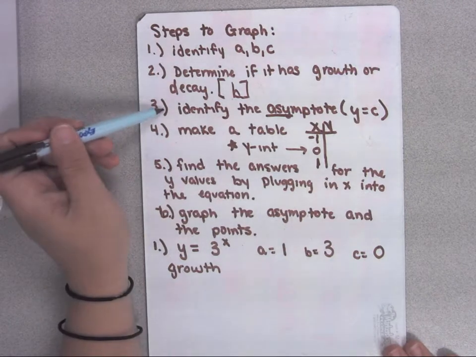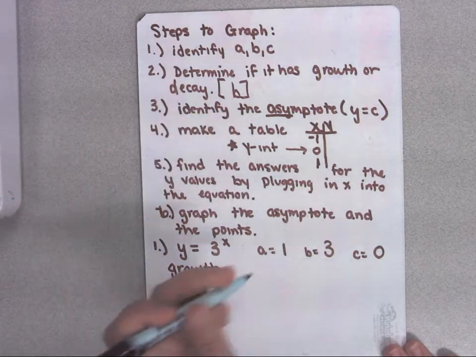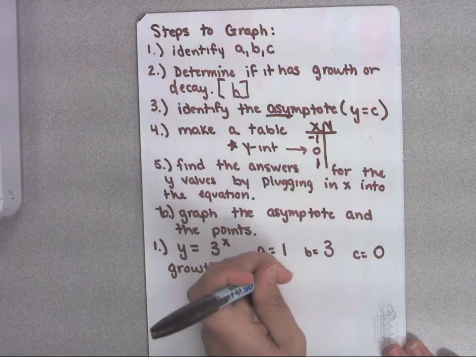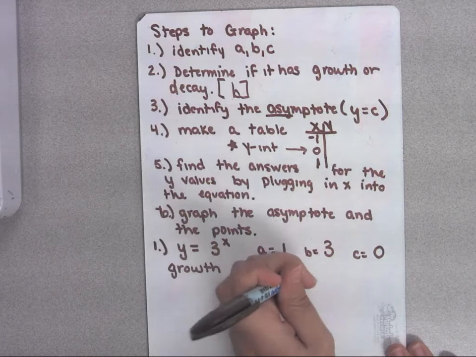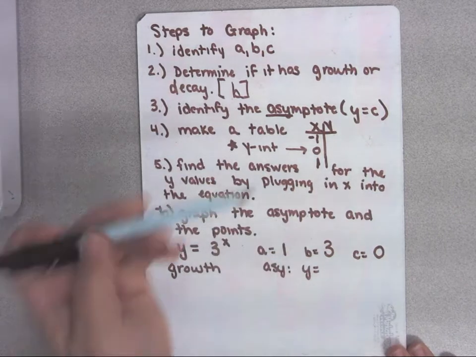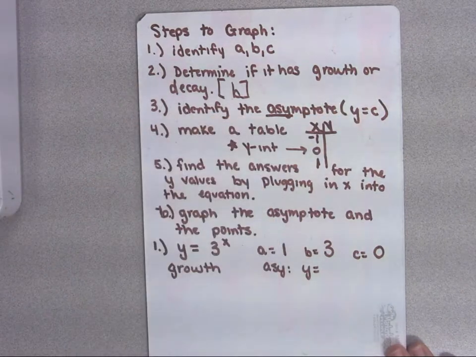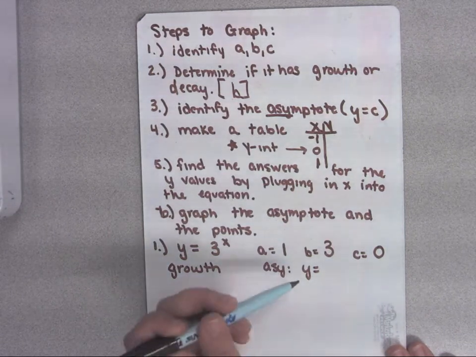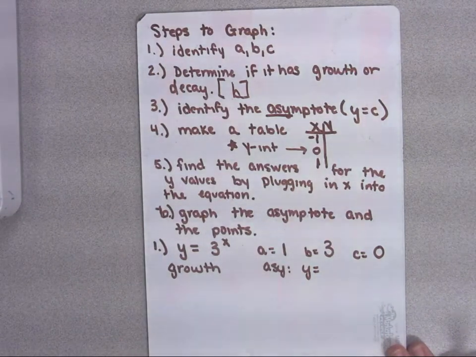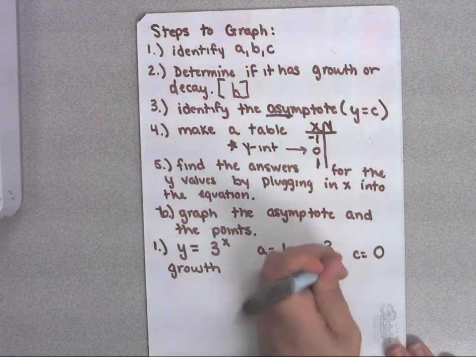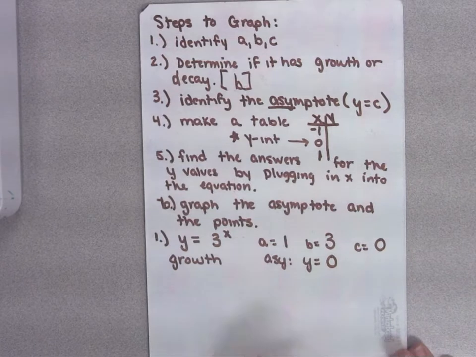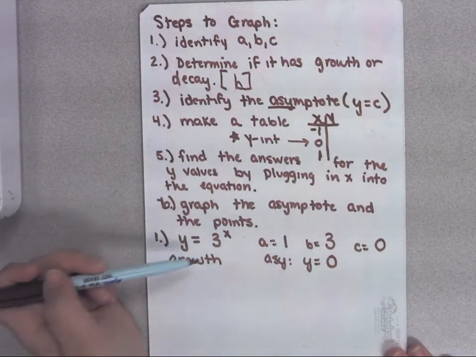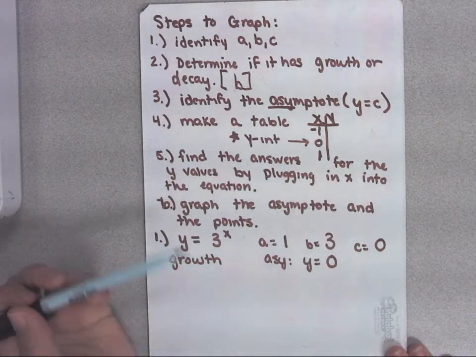Next, identify the asymptote. So I'm going to write ASY to abbreviate it and put 2 dots. I'm going to write Y equals. Now it says Y equals C. But what does C equal? So what am I going to write here? Y equals 0. I'm going to need that because I'm going to have to graph it later. Just finished step 3. Look, we're already halfway done.